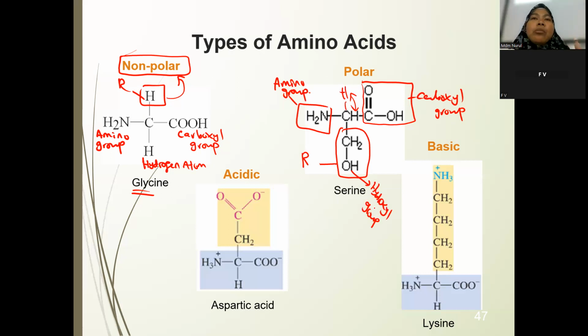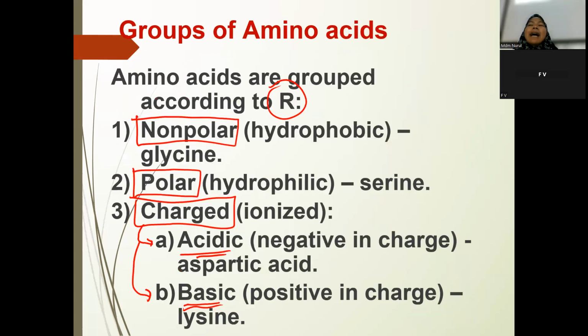Okay, sebab ada OH tu. Menyebabkan dia jadi polar. Madam, yang ni H dia kat atas, yang ni H kat bawah. Ikut. Yang penting awak fokus tengok kat mana dia punya R group. Faham? Okay, next one. Charge.